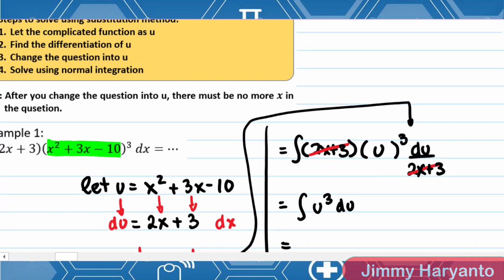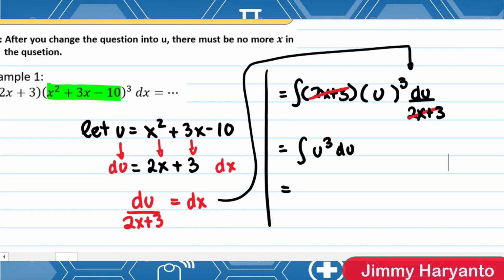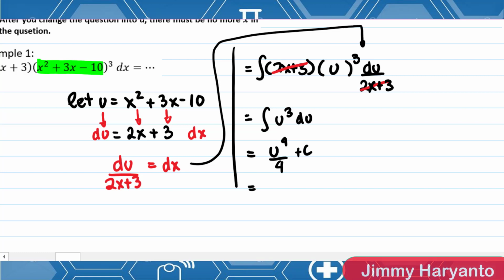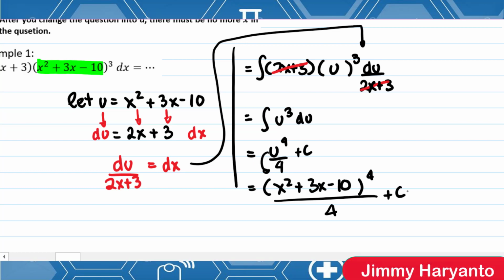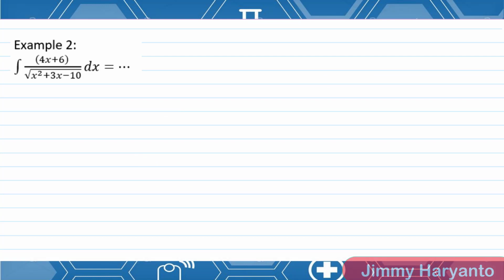After that, the fourth step will be to solve the integration using the normal method. The normal method will be u to the power of 4 over 4 and then plus c. And then after that, don't forget to change the u back to x. So this u will be changed into x squared plus 3x minus 10 to the power of 4 over 4, and then plus c. There you go. This is the answer for example 1. Next is example 2.